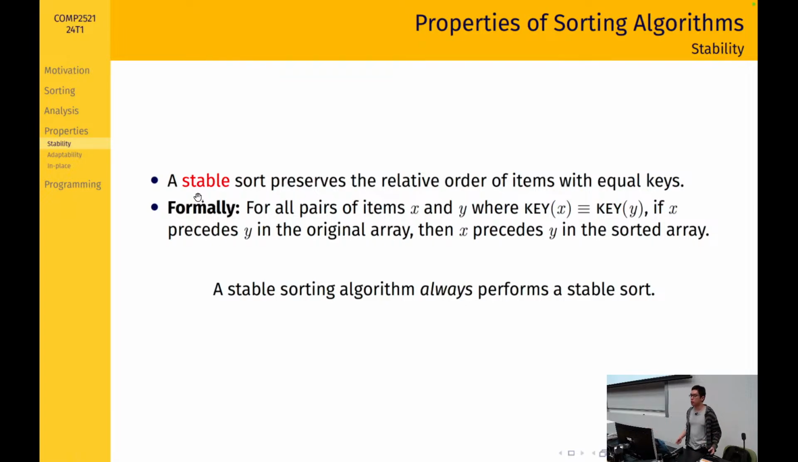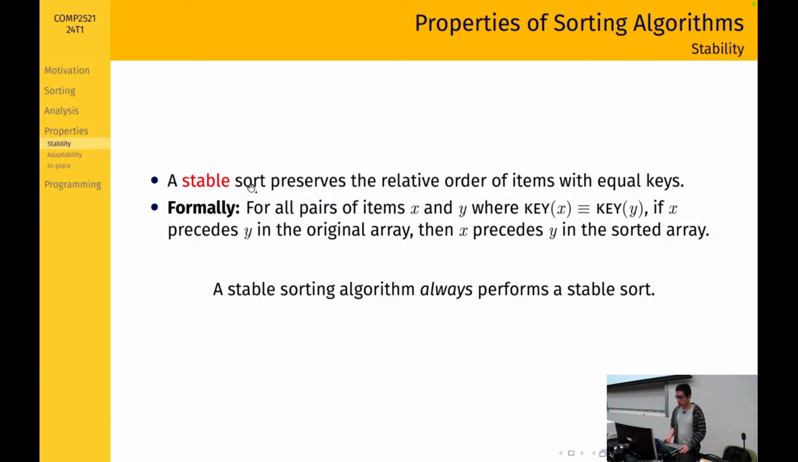Okay, so you have stability. A stable sort preserves the relative order of items with equal keys. Now, I want to draw a distinction between a stable sort and a stable sorting algorithm. A stable sorting algorithm always performs a stable sort, regardless of the input that you're given. Now, an unstable sorting algorithm can sometimes produce a stable sort, depending on the input, but it's not guaranteed to produce a stable sort.